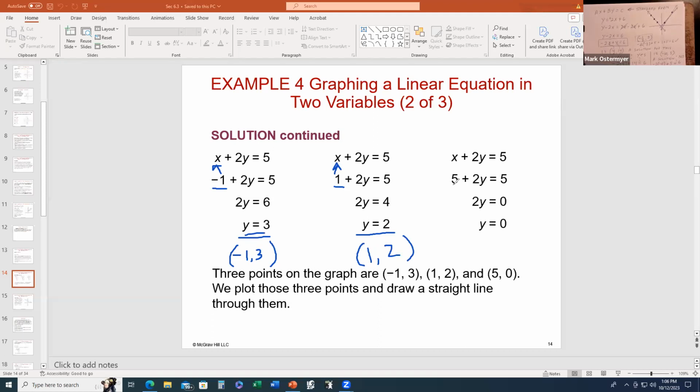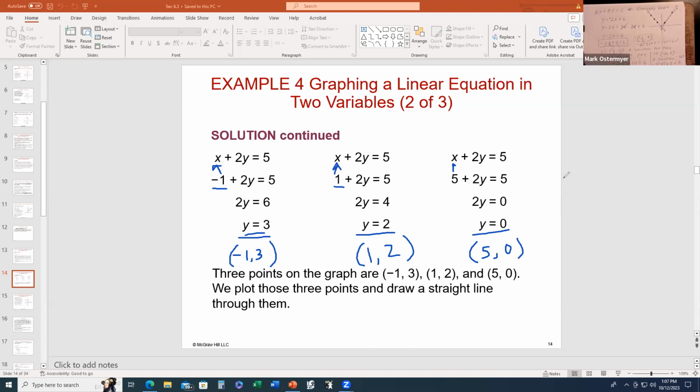All right, let's find another one. Let x maybe be 5. Solve for y. We get y is 0. Hence, another ordered pair solution has got to be (5, 0). Everybody understand how we generated these 3 ordered pair solutions to this linear equation x plus 2y equals 5? And there's an infinite number of other ordered pair solutions too. We just found 3 nice ones.